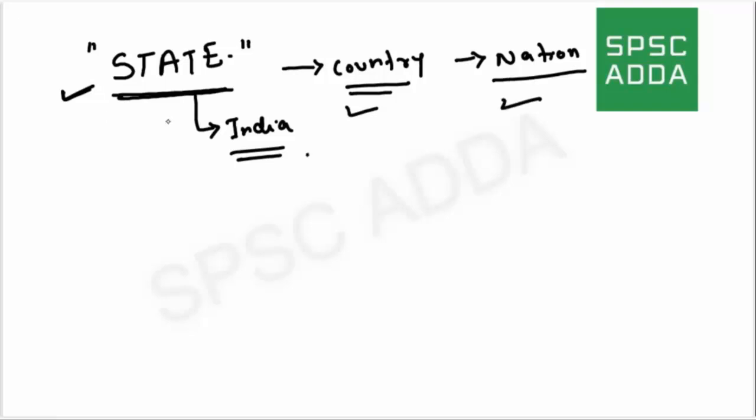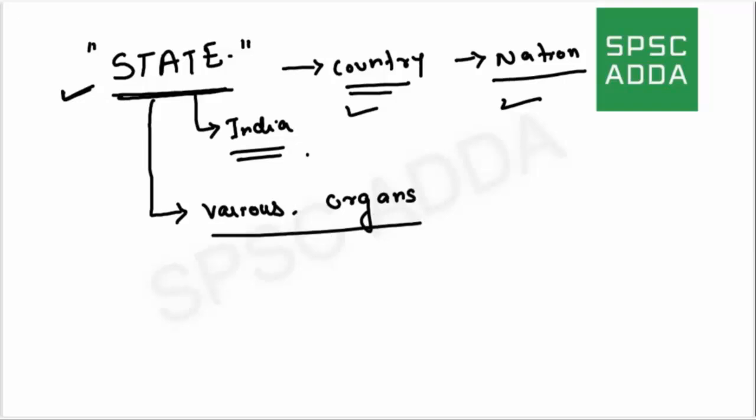Now understand this: the state would have various organs, and these organs would have different roles to play. Various institutions would be there in a particular country. For example, in India there would be various institutions, various organs which have different roles to play. Now don't think that I'm complicating things. Just understand the basics, because I'll tell you all these things in a while.